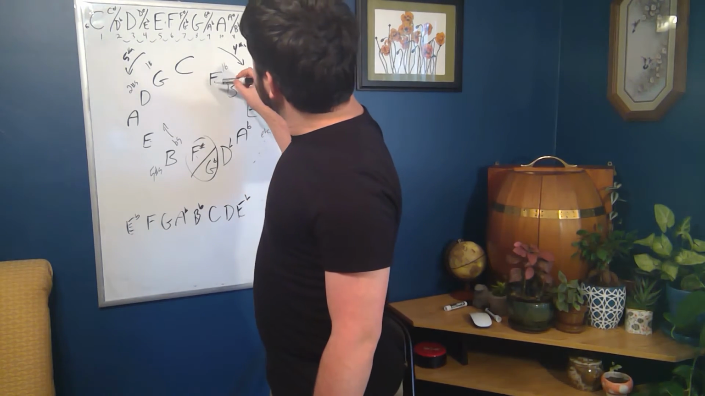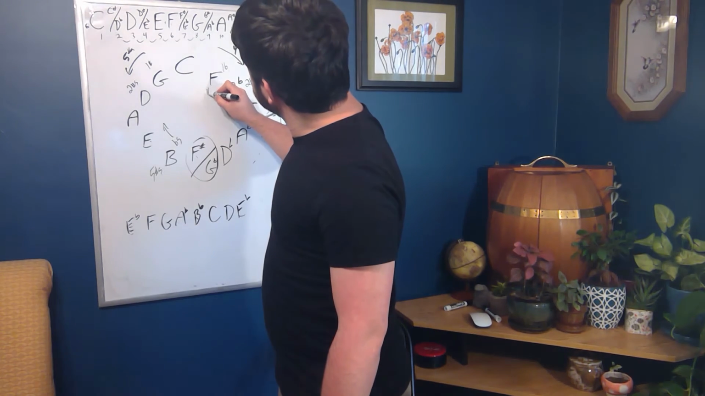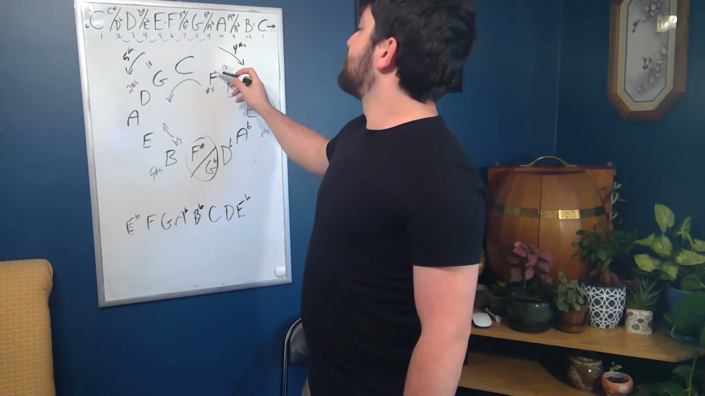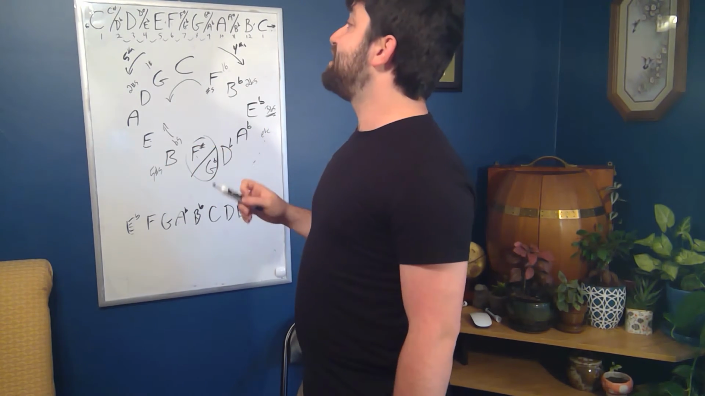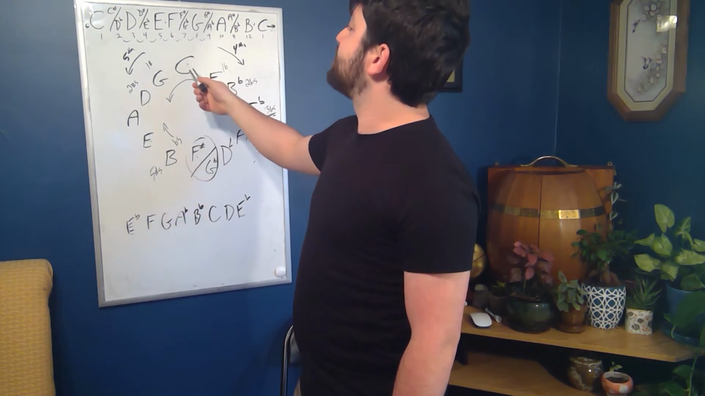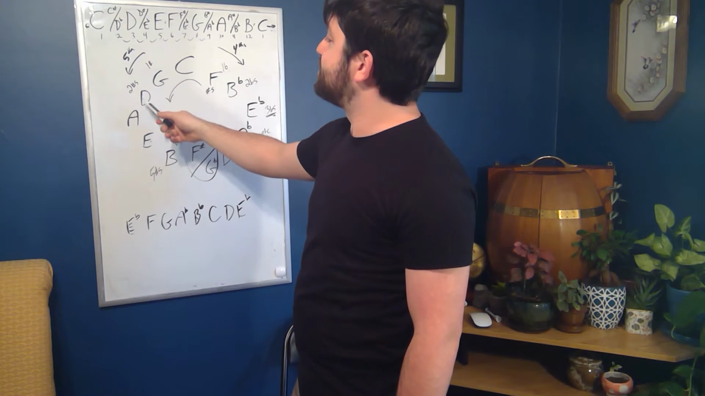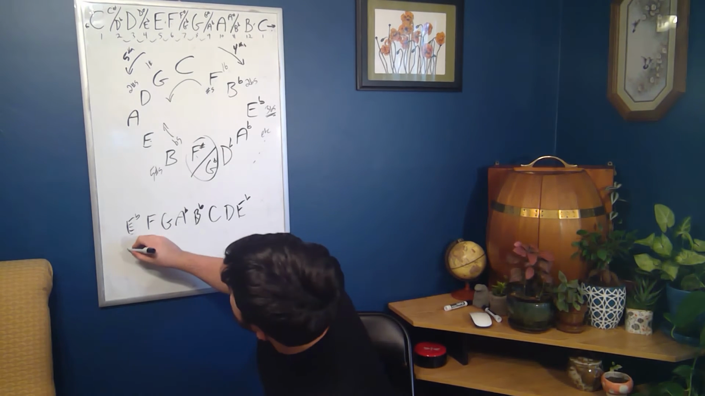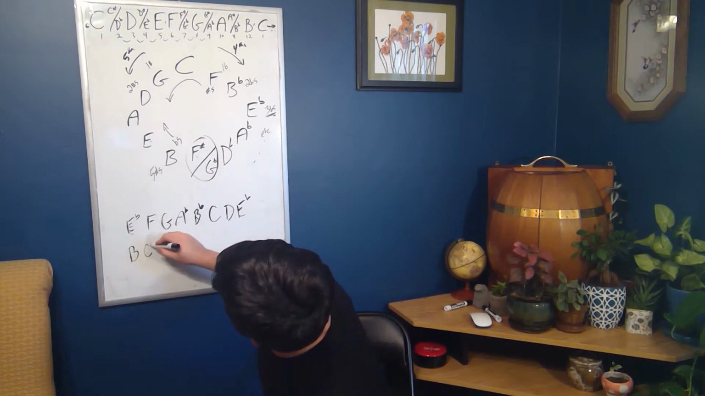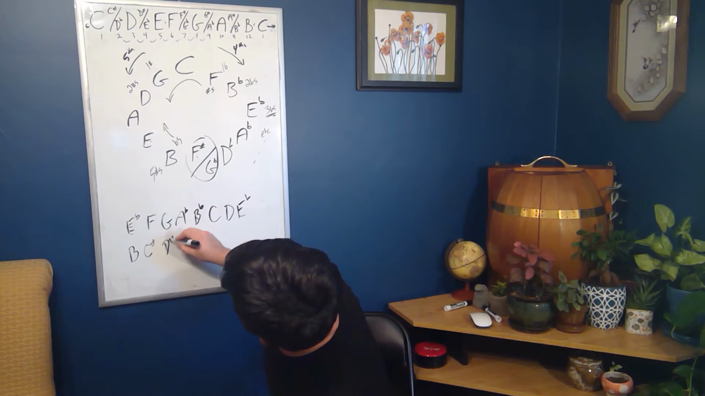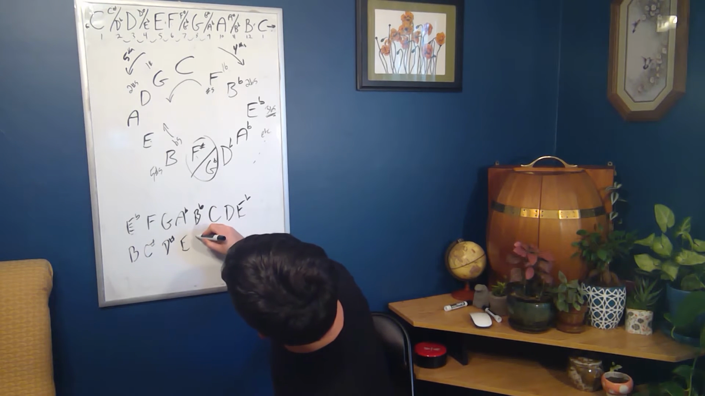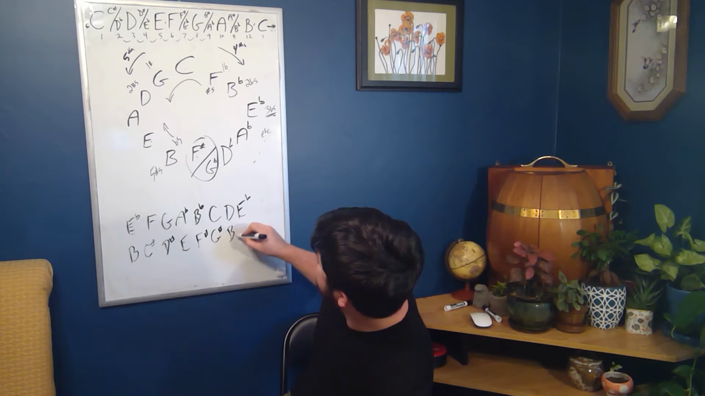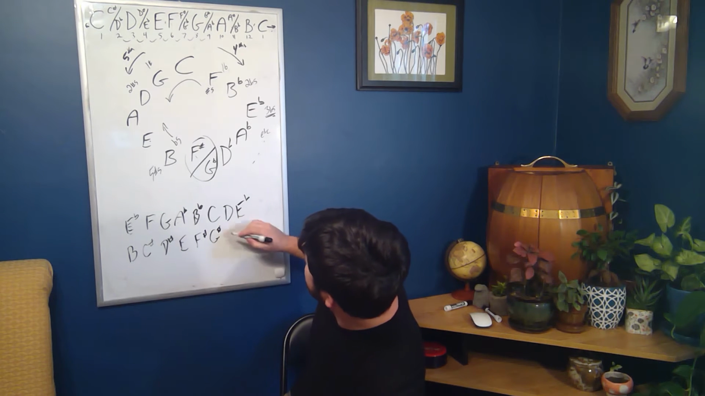start at F and go that way. So in B, we should have an F sharp, a C sharp, a G sharp, a D sharp, and an A sharp. And as I write it out, I assure you that that is what we have in B, in B major.